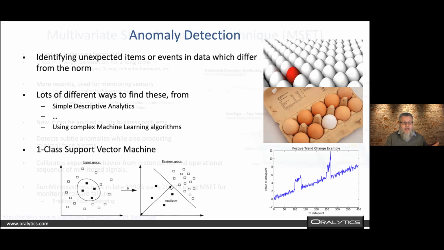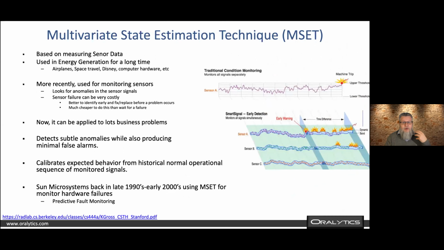With MSET, where it actually comes from is measuring sensor data, right? And it originally came out of looking at energy generation plants, airplanes, space travel. Disney uses it, and hardware failures. There's a link at the bottom of the slide, and you'll be able to get that. It's a link to a paper that comes out of Sun Microsystems from around 2000, that talks about using this to look at hardware failure.